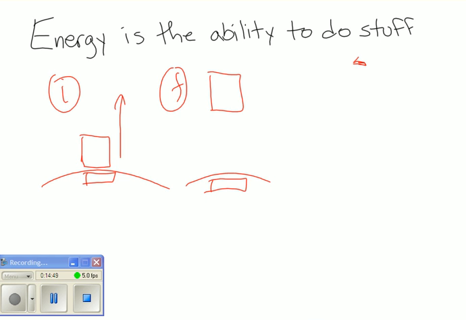What's that little half circle for? Oh, I guess I was trying to draw the surface of the Earth. Thank you for the question. Really, it's just the floor of the lab.